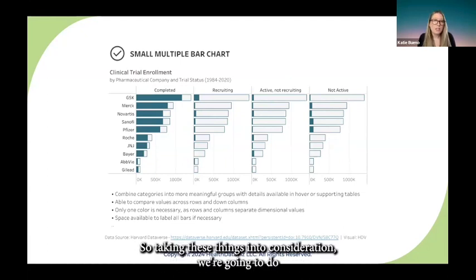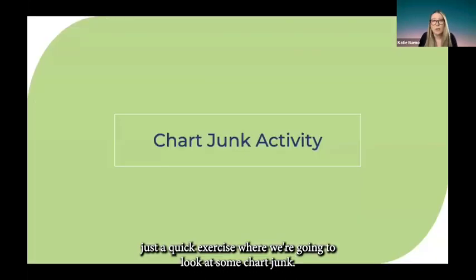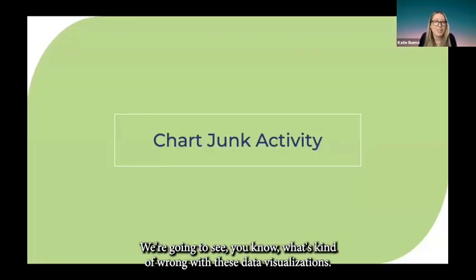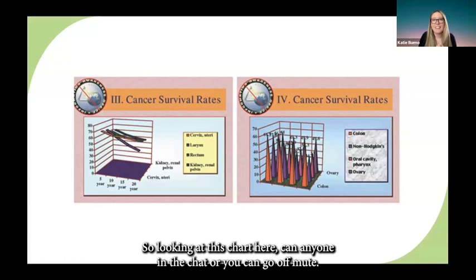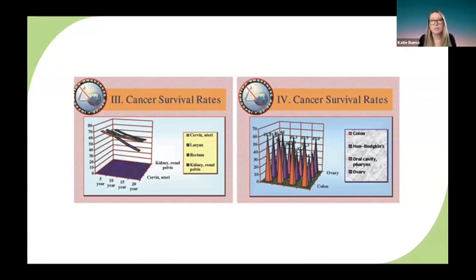So, taking these things into consideration, we're going to do just a quick exercise where we're going to look at some chart junk. We're going to see what's kind of wrong with these data visualizations and maybe how can we improve them. So, looking at this chart here, can anyone in the chat or you can go off mute just tell me what are some things that are wrong with this data visualization? What's not working here?